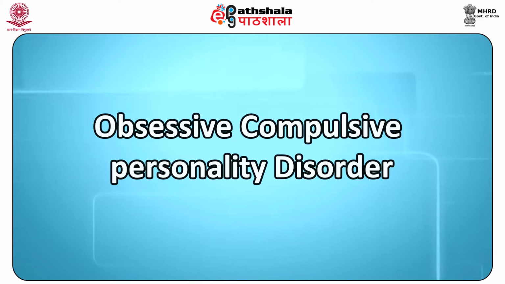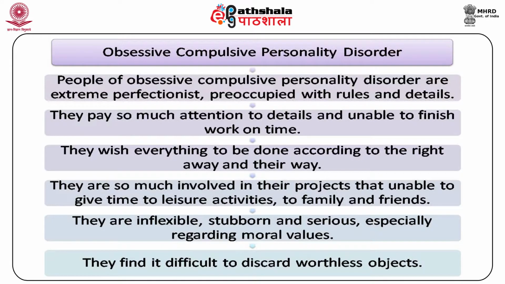Obsessive compulsive personality disorder. People with obsessive compulsive personality disorder are extreme, perfectionist, and preoccupied with rules and details. They pay so much attention to details that they are unable to finish work on time. They wish everything to be done the right way, their way, and they are so involved in their projects that they are unable to give time to leisure activities, to family, to friends, and they are inflexible, stubborn and serious, especially regarding moral values.